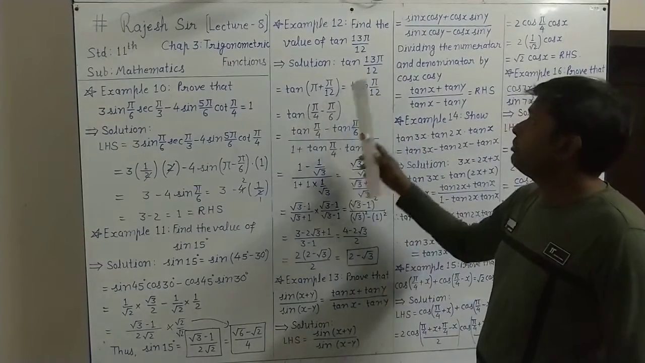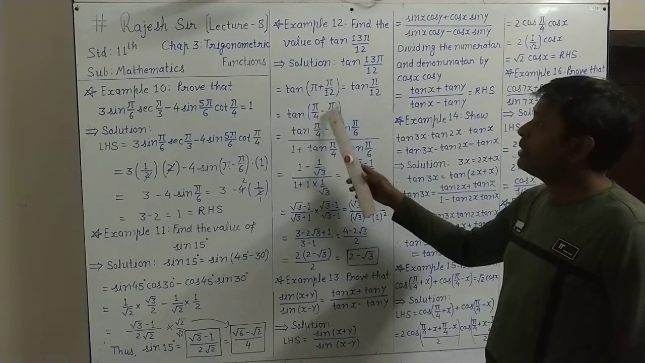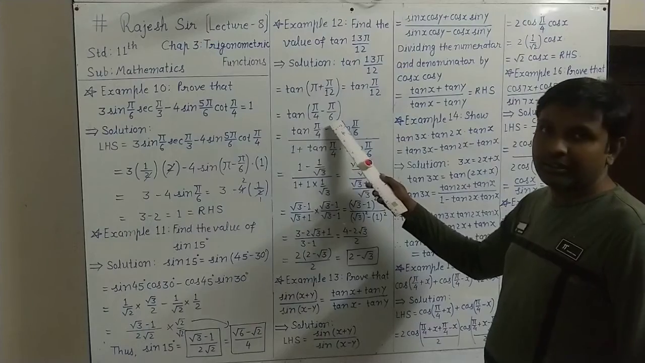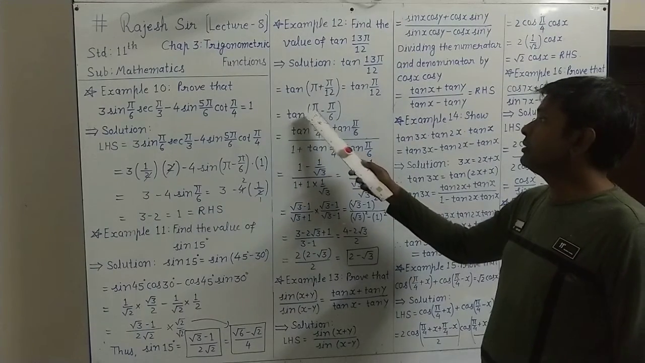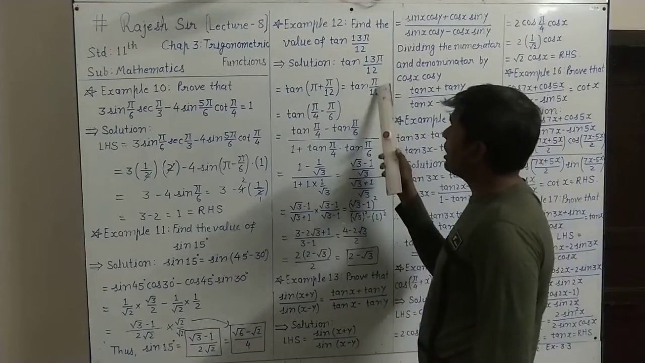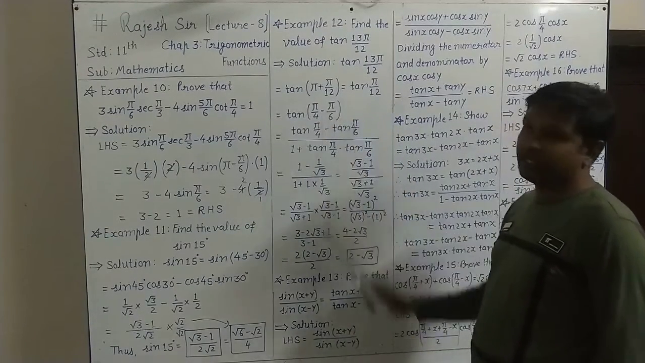Now tan pi by 12 can be written as pi by 4 minus pi by 6. When you take the LCM of 4 and 6, it will be 12, and here it will be 3 minus 2, which means pi by 12. So in place of pi by 12, we can write pi by 4 minus pi by 6.